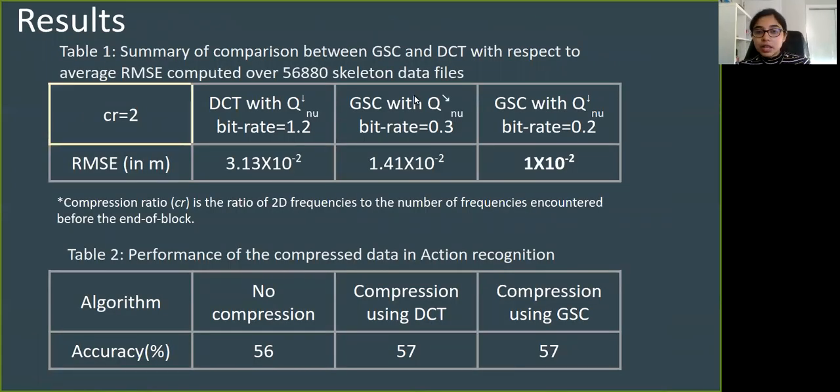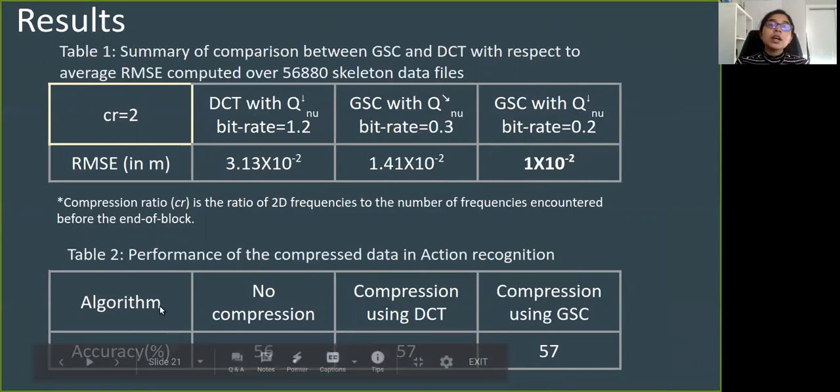So this is the summary table. If we compare the root mean square error, GSC with temporal increment in the quantization amount works the best. And we can also achieve this much RMSE with a very low bit rate.